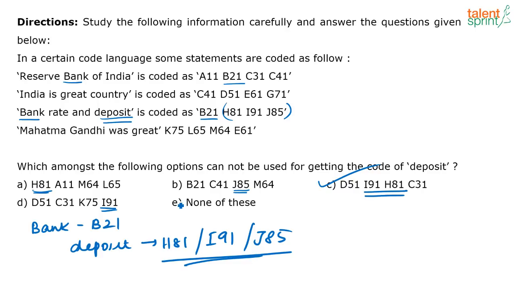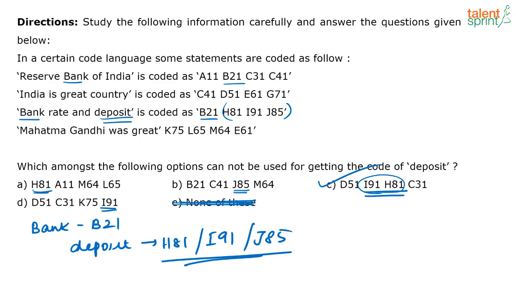Actually they shouldn't have ideally given this option, none of these here, no? Then it would have been easier for us to say it is option C. Otherwise what they are trying to say here is using H81 I can find out the code for deposit, and using I91 or J85 also. So using these three I can definitely find out the code for deposit. Here in C, two things are given together. It's a bit confusing.